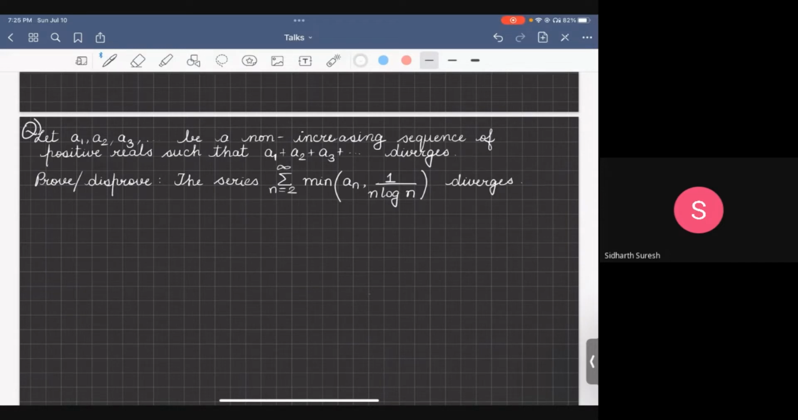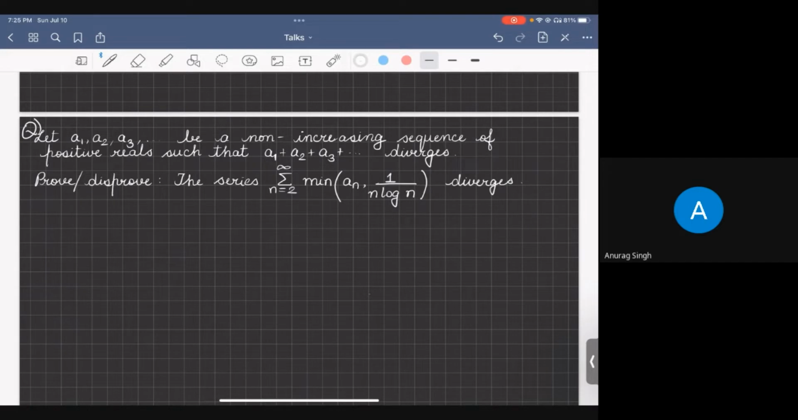Think about it. Either all terms are from an, or all terms are from 1 by n log n, or some are from an and some are from 1 by n log n. In the third case, if some are from an and some are from 1 by n log n, we can bound some ak with some logs.